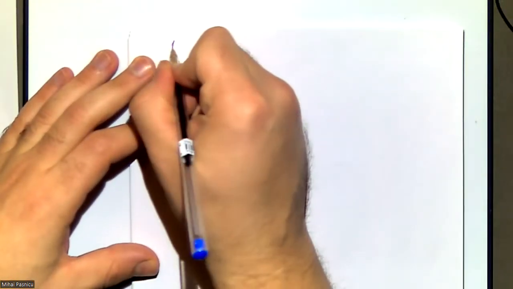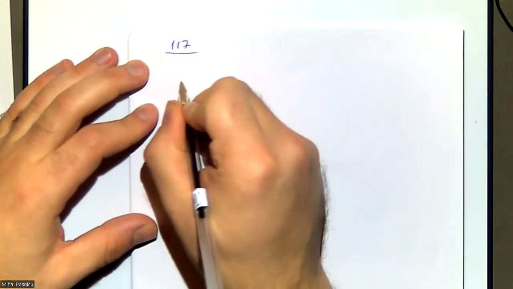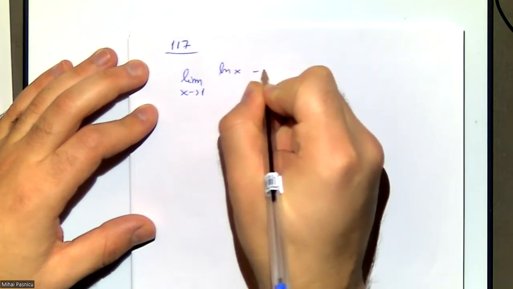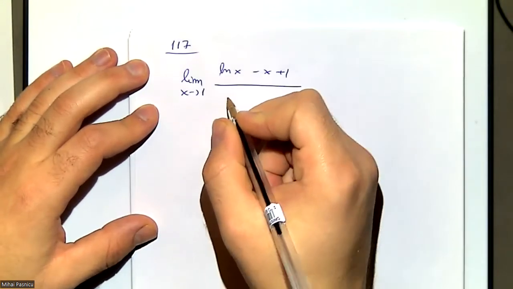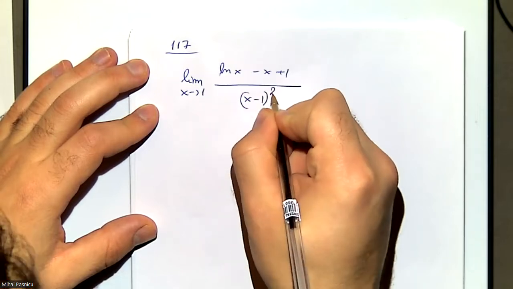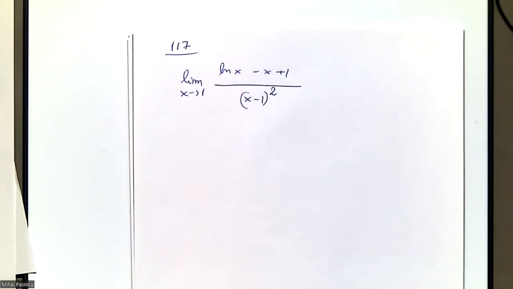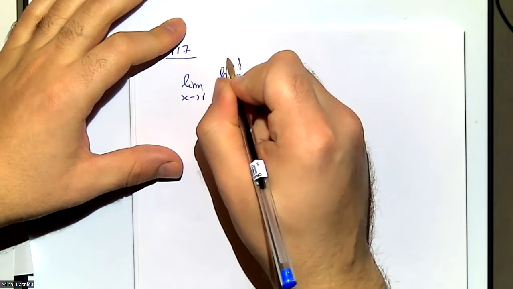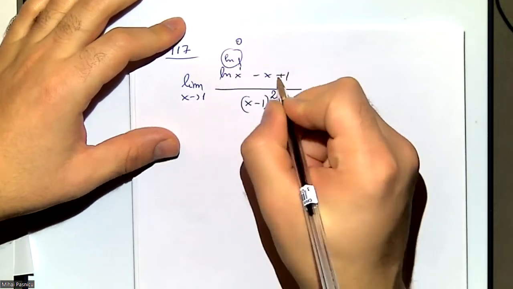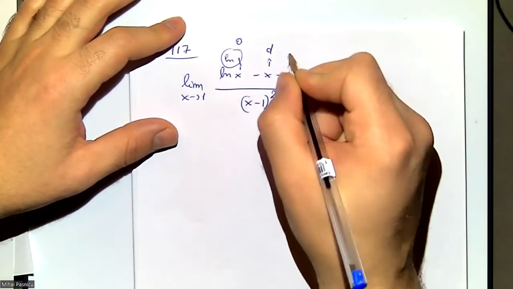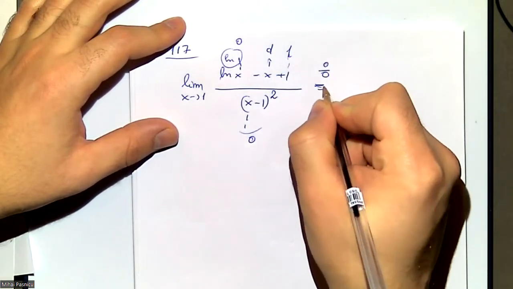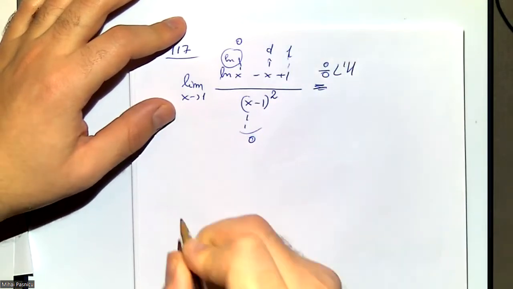Problem 117 says, compute the limit when x goes to 1 of (ln x - x + 1) over (x - 1)^2. This is your limit. We take a second to evaluate it. If x is equal to 1, this is ln of 1, which is equal to 0. This is 1, 1, 1 here. So I get 0 over 0. That's my case. So I can apply L'Hopital to it.